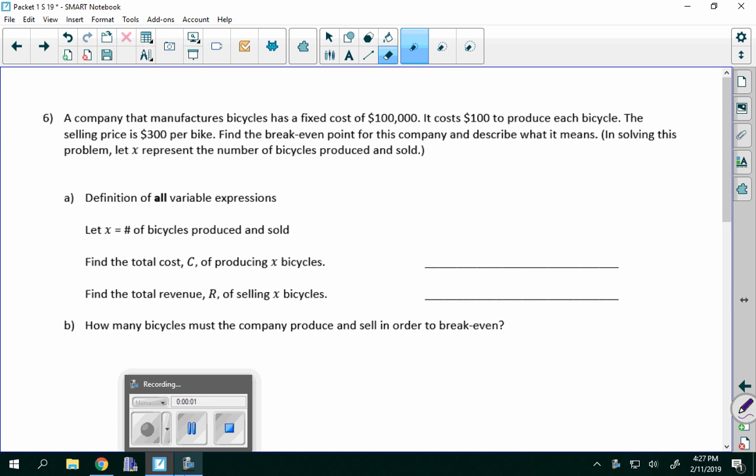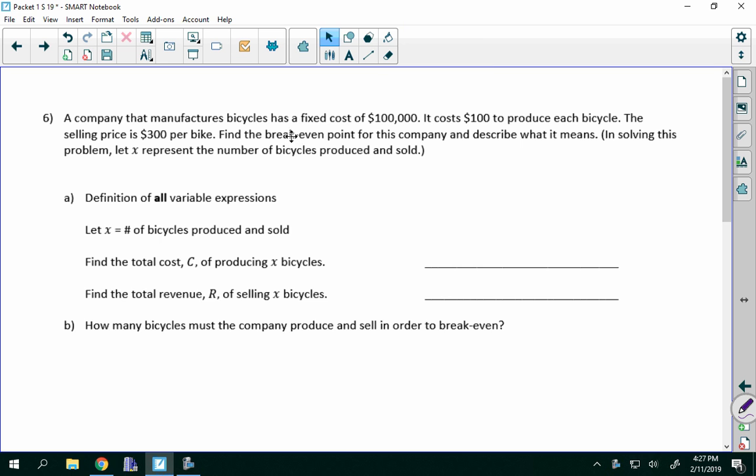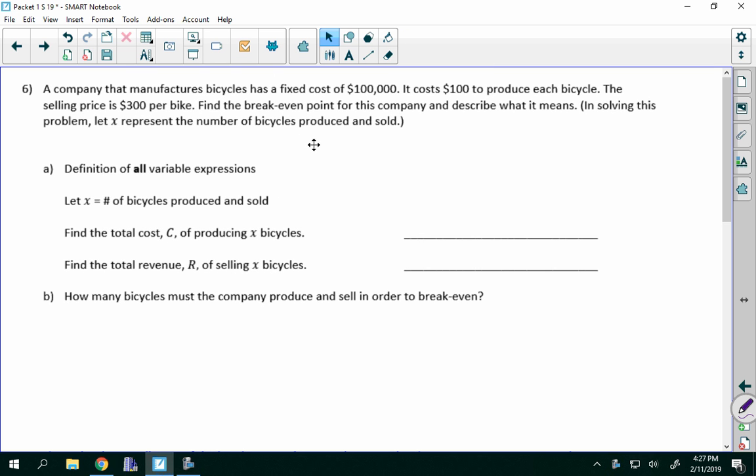Let's take a look at a break-even problem. You've seen some of these in your book as well as your lessons. A company that manufactures bicycles has a fixed cost of $100,000. What that means is before it even starts making bicycles, the company needs $100,000. So that's a cost that it has right away. And then it states that it costs $100 to make each bicycle, and each bicycle is sold for $300.